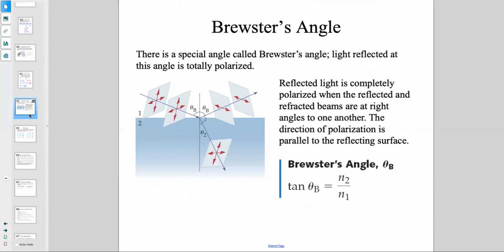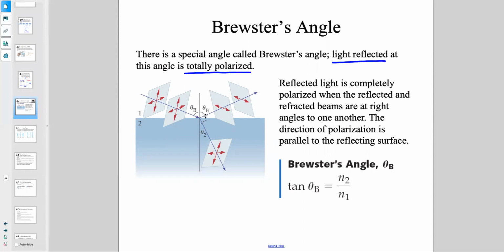Brewster angle is the angle where all of the reflected light will be totally polarized. Okay, totally polarized. So reflected light is completely polarized when the reflected and refracted beam are at right angles.